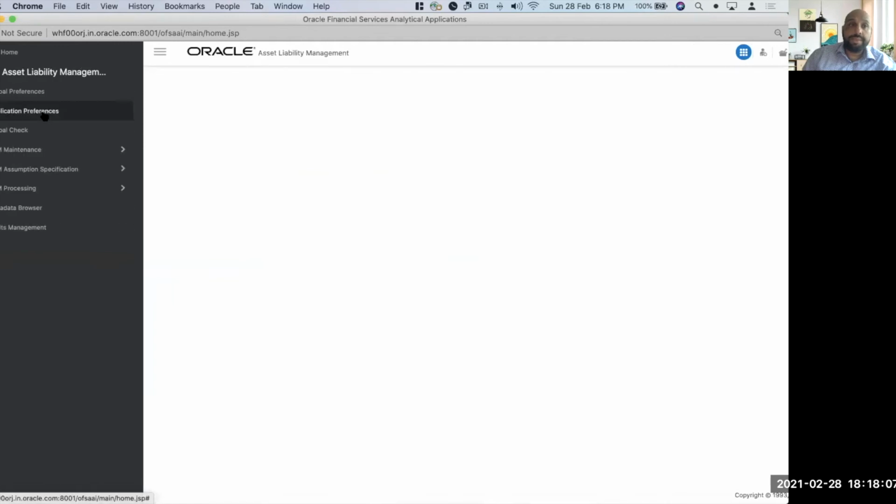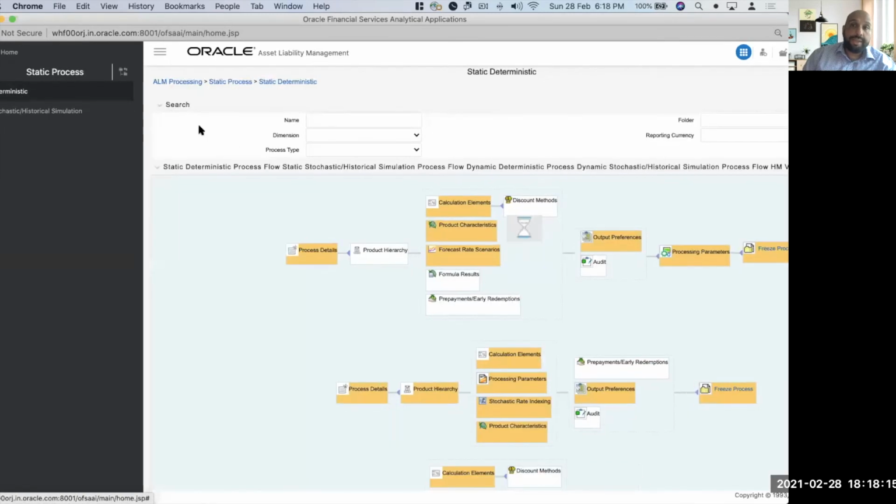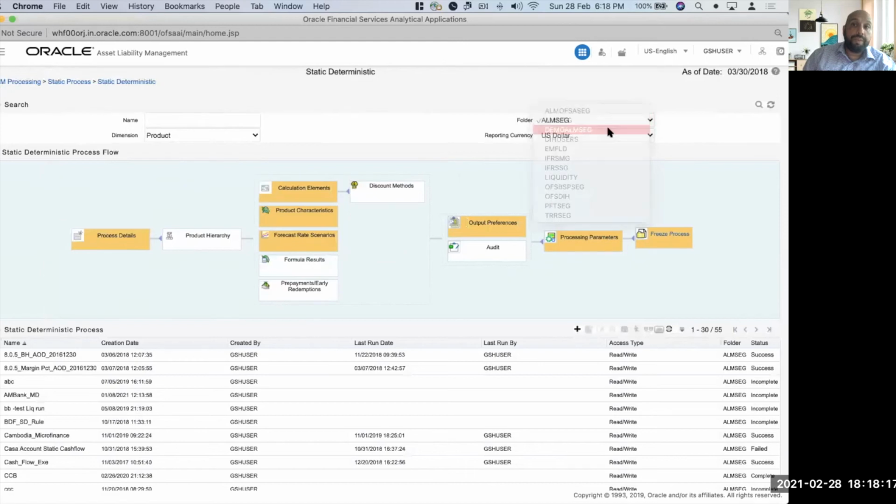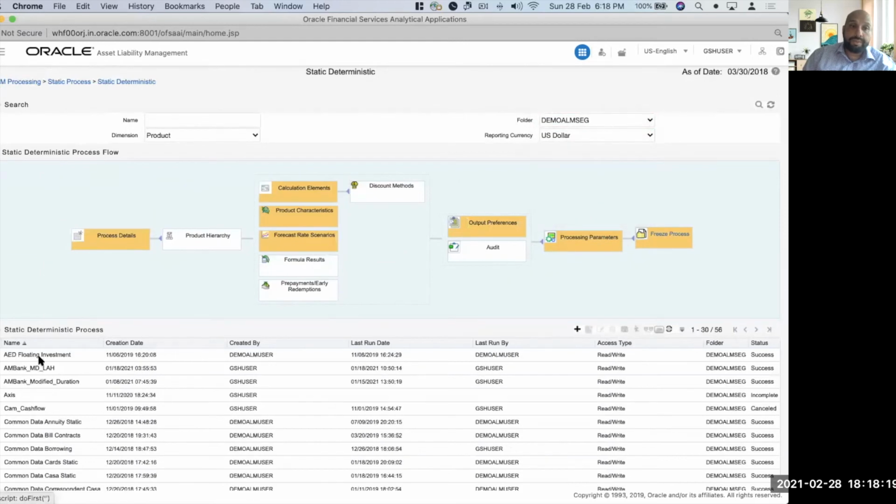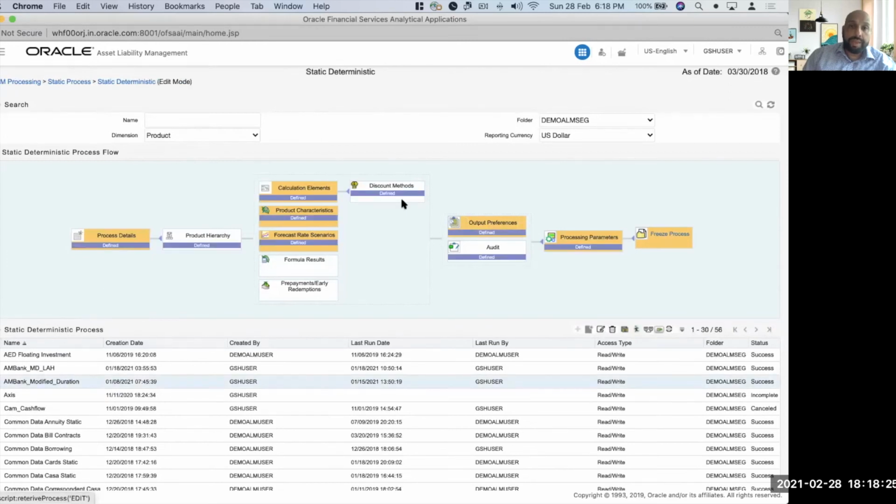And in this case, once you enter the application and you go into ALM processing, you go to static process, determine a state. Now, in this case, let me look for the one that I'd set up for the purposes of our calculation, which is ALM modified duration. And if I click here and I go to discount methods, it's telling me that it is ALM discount.